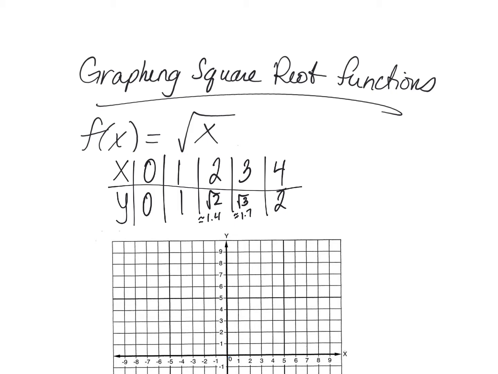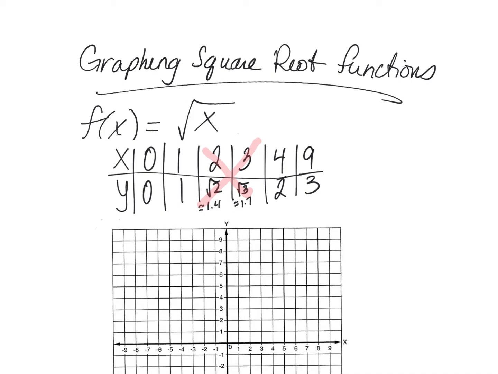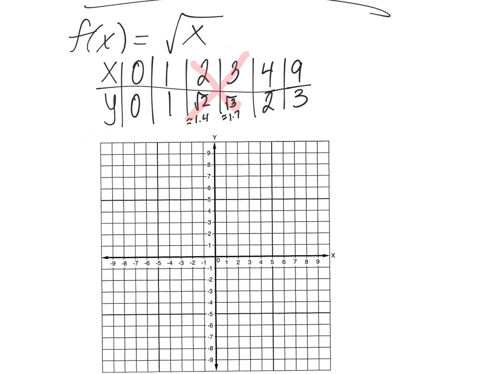Now, what would be the next reasonable number to plug in that's going to give us a whole number out? 9. Okay. So we are going to skip these 2. There's no reason to put them on our graph. We can just use the whole numbers. So I'm going to graph 0, 0, 1, 1, 4, 2, and 9, 3.